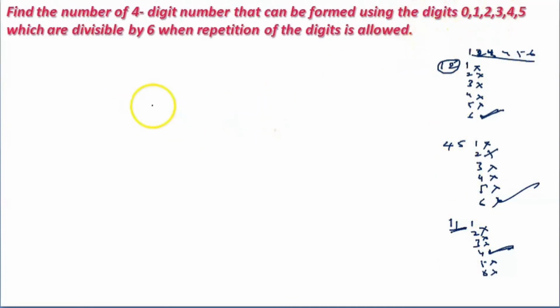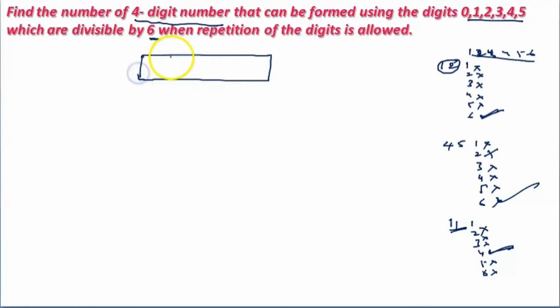Now I do my work like this. I need a 4-digit number from these digits when repetition is allowed, and that too it must be divisible by 6. Let us consider my 4-digit number. The first place should not be 0, so it can be arranged in 5 ways: 1, 2, 3, 4, 5. Remaining 2 places, repetition is allowed, 6 square ways. The last place can be arranged in only 1 way.